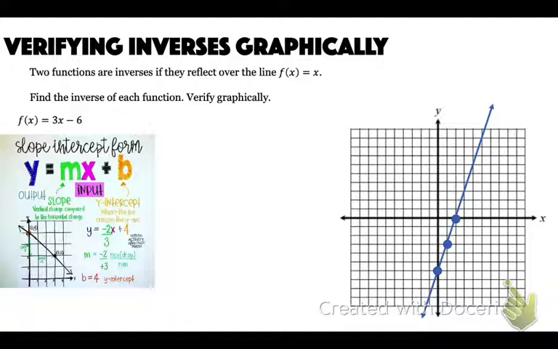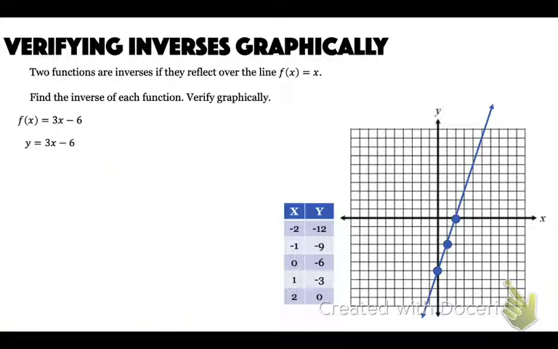Okay, now I need to find the inverse of this. And if you don't know how to graph something, you can always just make a table of it. So if I plug in negative 2, I'm going to get out negative 12. Negative 1, I get negative 9; 0, negative 6; 1, negative 3; 2, 0. And you can just keep plotting points until you get to the points that you want.